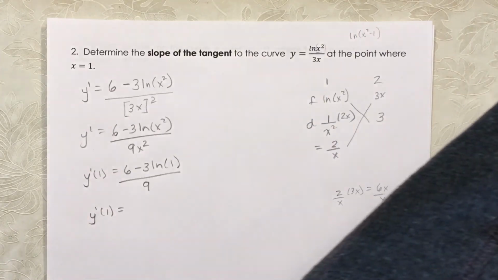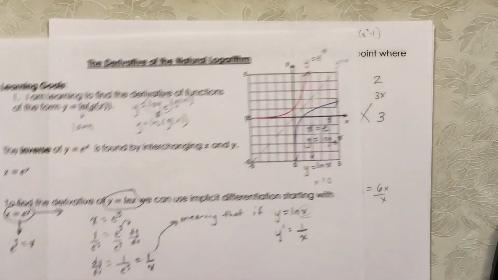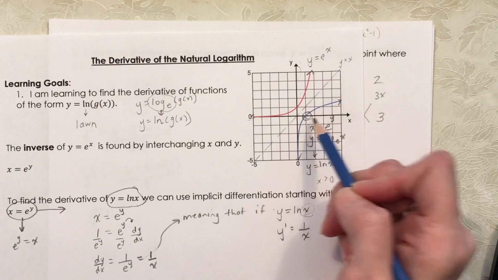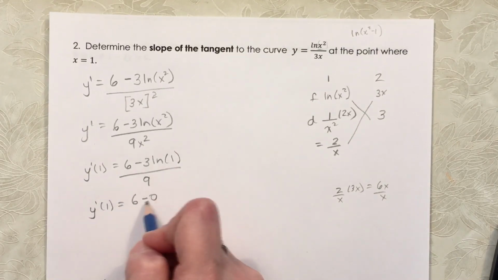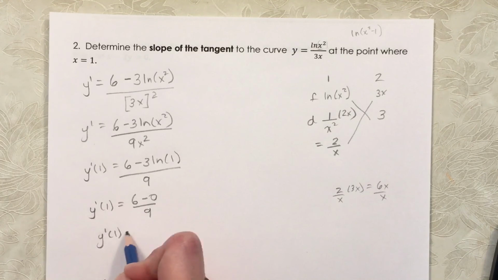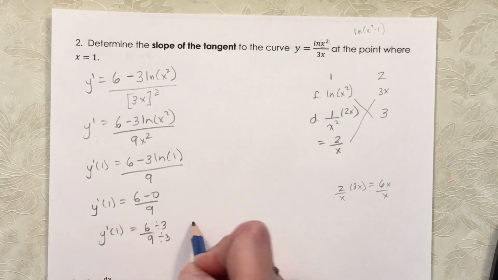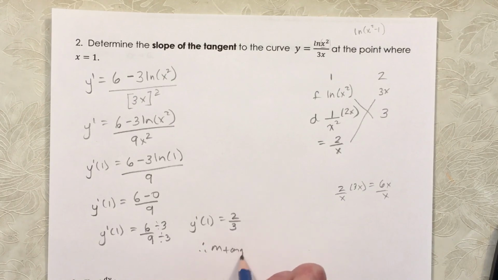If I can find my way back to the graph here that we did right at the very beginning. So you can see that when x is 1 in the graph, y is 0. So the point (1, 0) corresponds to the ln of 1 being 0. So that's going to give me 6 minus 0 over 9, or 6/9, which reduces to 2/3. So therefore, m tangent is equal to 2/3. So that's our most common application, again, to find the slope of a tangent at a certain point.